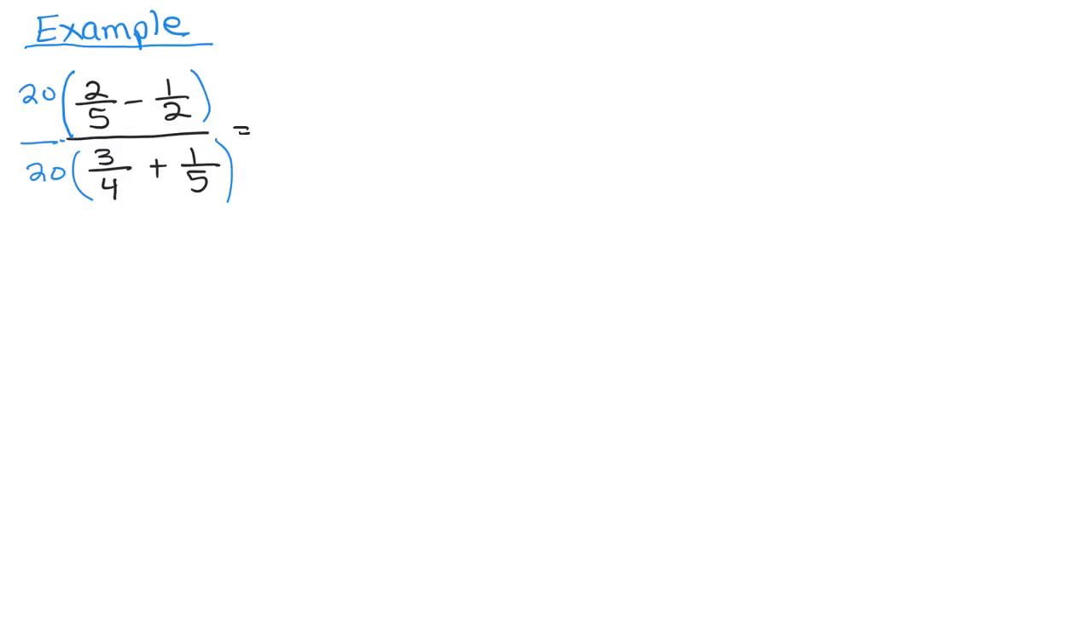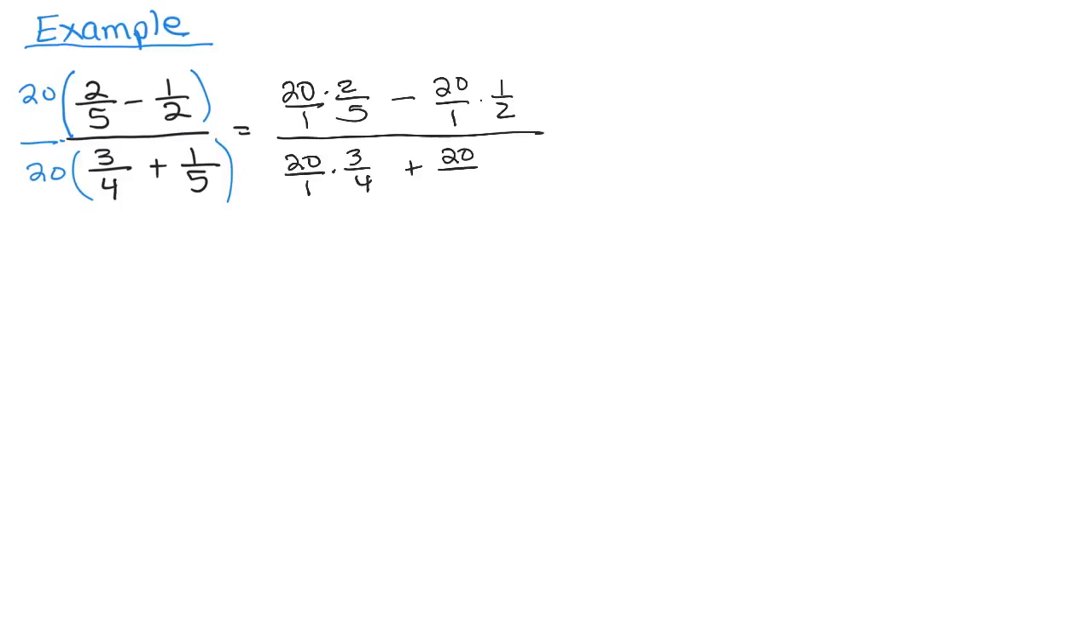So we have to do the distributive property here. In the numerator, 20 times 2/5. And if you want, you could write that as 20 over 1. That's up to you. Minus 20 times 1/2. And in the denominator, we have 20 times 3/4 plus 20 times 1/5.